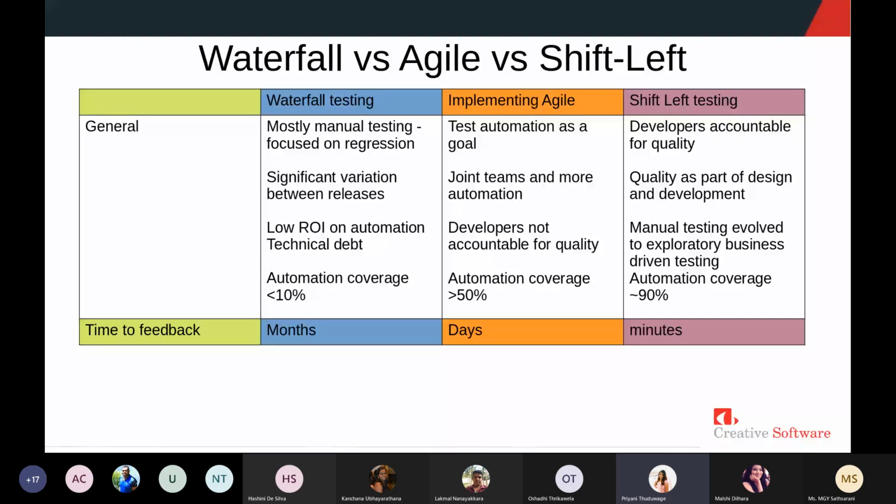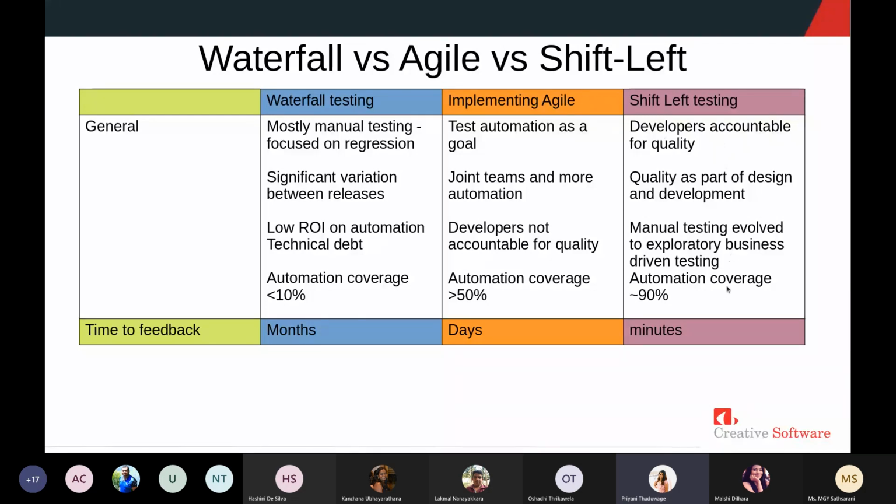In waterfall, we can see they mostly focus on manual testing and also regression testing. Regression testing means they are checking that all versions still work after the new features. When implementing agile, they try to achieve test automation as a goal. In waterfall, mostly manual testers are doing testing, and when implementing agile, we can see test automation there too. But in both waterfall and implementing agile, the responsibility for quality goes to the QA team. But in shift left testing, we can see developers are also accountable for the quality.